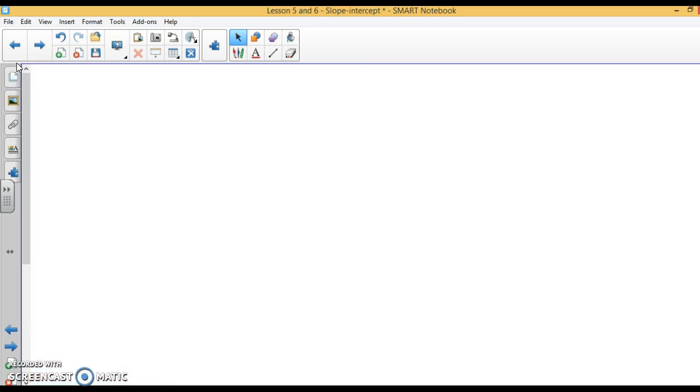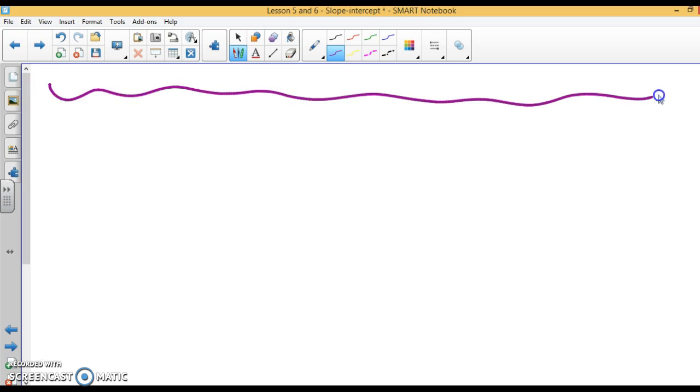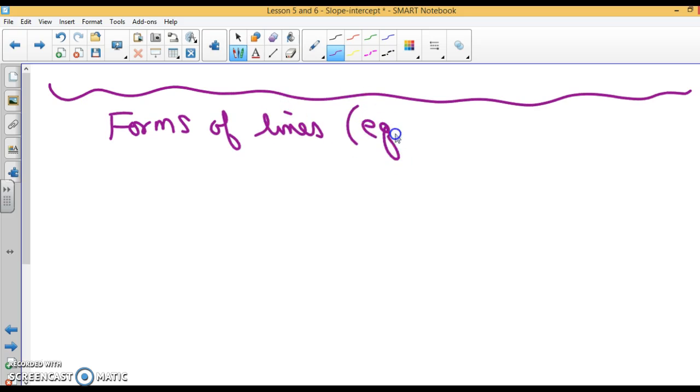I would like you to get out the sheet that you wrote, do not throw it out. Underneath, we had done a whole bunch of slope stuff. I want you to draw a line to separate and write forms of lines. And you can put equations in parentheses. We're going to learn multiple equations for lines.